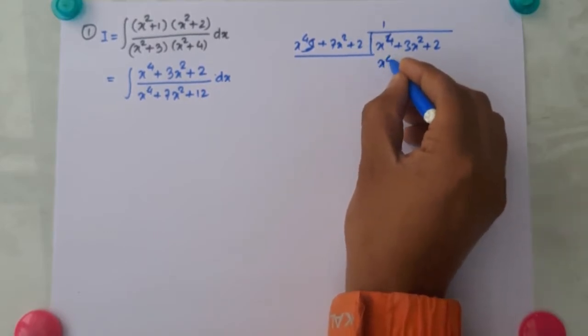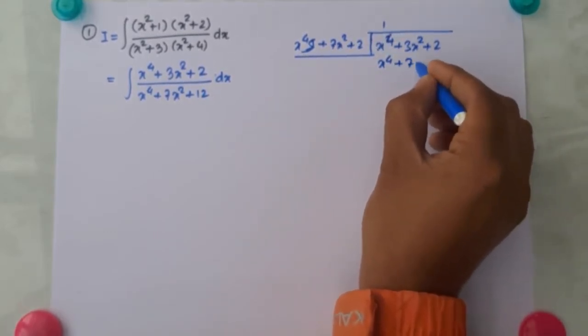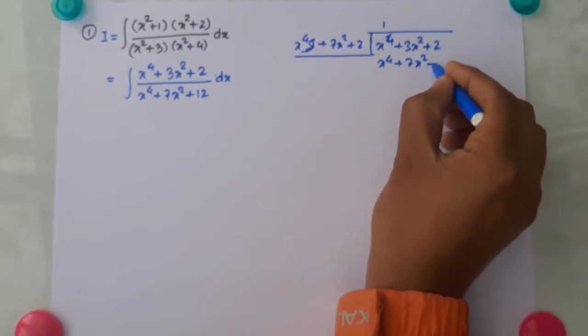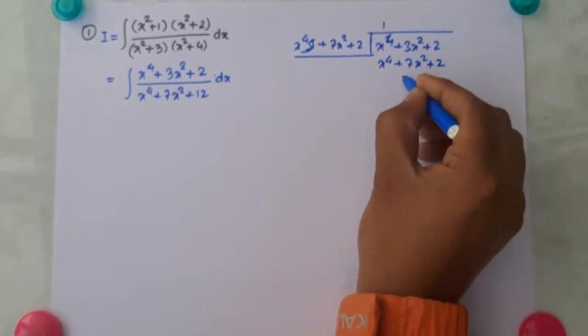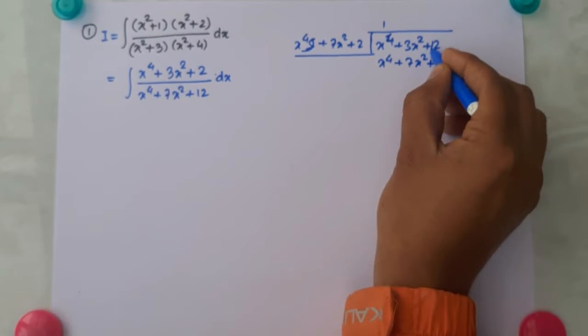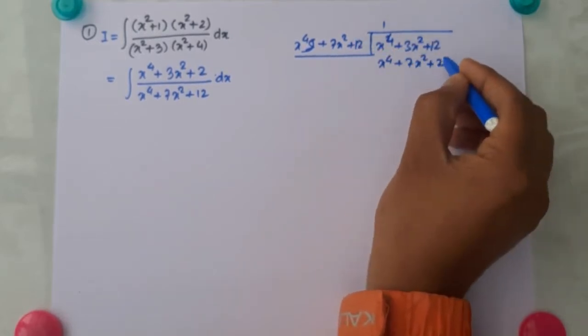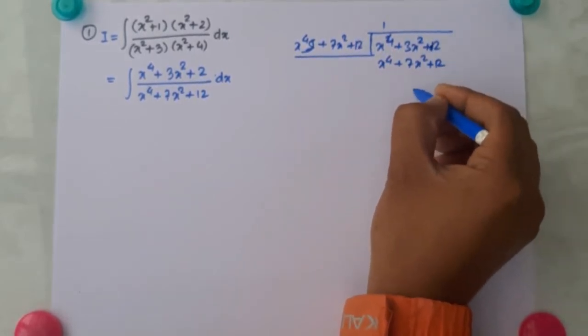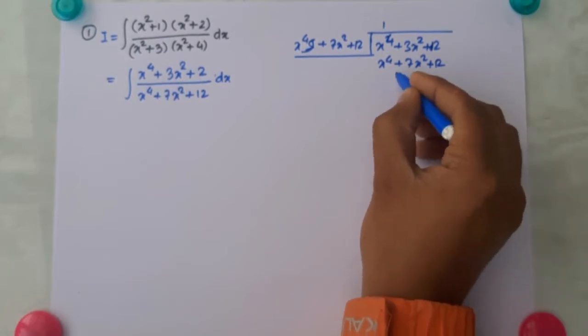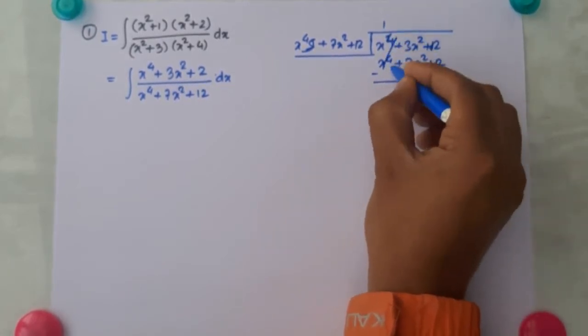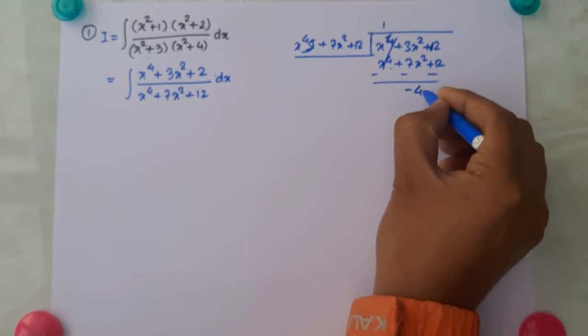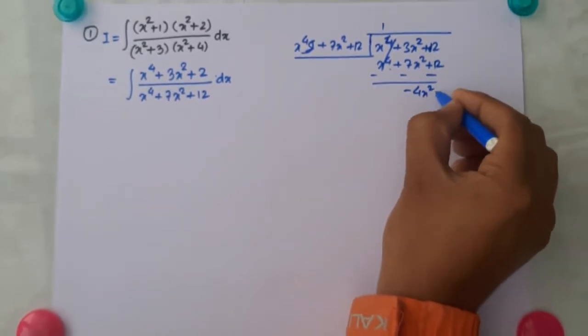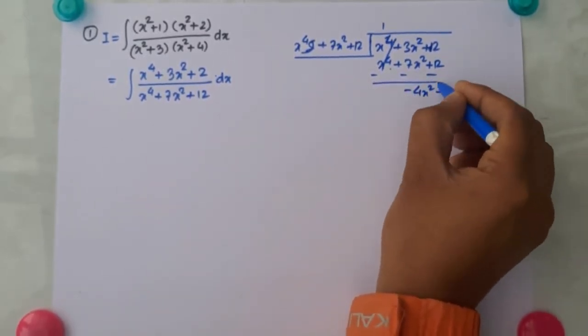So you get x to the power 4 plus 7x square plus 12. Yes, this is 12, so you'll get 12 out here. Minus, minus, so these two get cancelled and you get minus 4x square. 2 minus 12 is minus 10. So this is your remainder.